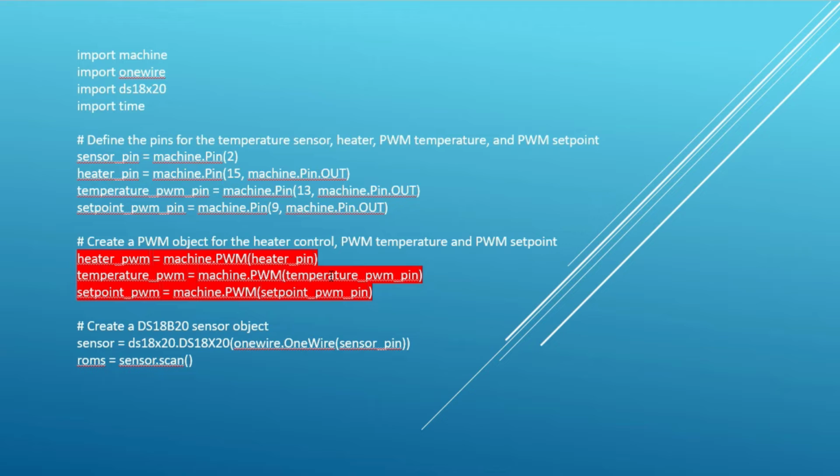These lines of code create an object that's associated with their respective I/O pins. These objects have characteristics and behaviors. For instance, heater_PWM equals machine.PWM creates a pulse width modulated object that can have its duty cycle controlled on pin 15 of the Pico. Other objects, temperature_PWM and set_point_PWM, are also created and associated with Pico pins 13 and 9 respectively.